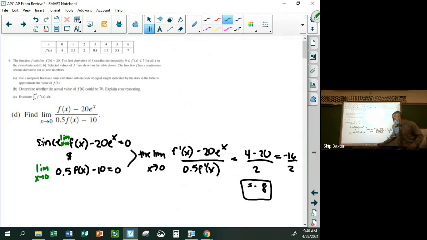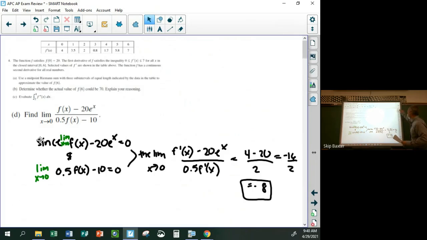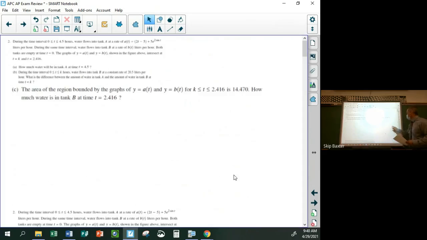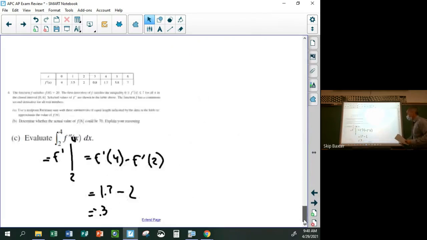Okay, good job. I forgot to say points. For the previous question, part C, this question was worth 2 points. 1 point for using FTC part 1, which is just saying that the integral of f double prime equals f prime from 2 to 4. And then 1 point for having the correct answer.